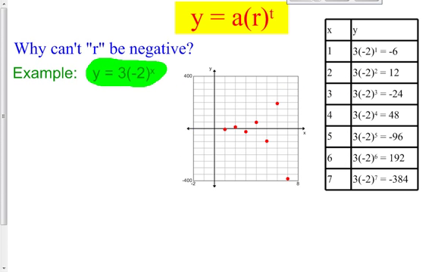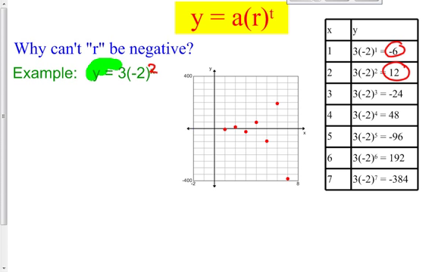You will never have a negative base, because look what happens if you do that. If you put 1 in here, a negative 2 raised to the first is a negative 2, and a negative 2 times 3 is a negative 6. Now what happens if you square a negative 2? Okay, so a negative 2 times a negative 2 is a positive 4, and a positive 4 times 3 is a positive 12. That's how they get this.